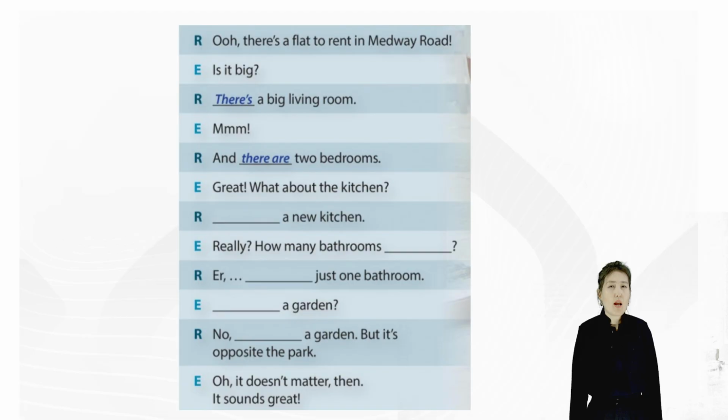A lot of is used to talk about a large quantity or number of something, to emphasize a significant amount. For example, she has a lot of books in her library. There are a lot of people at the party.